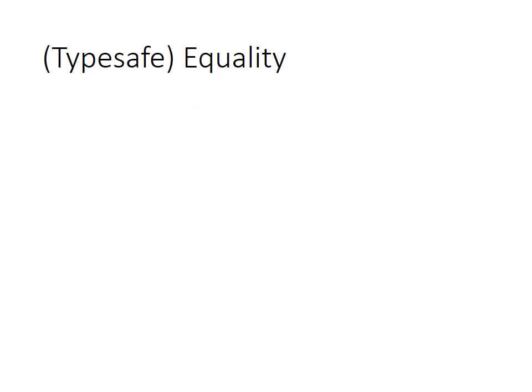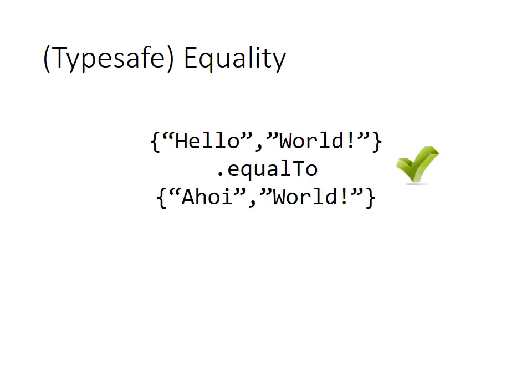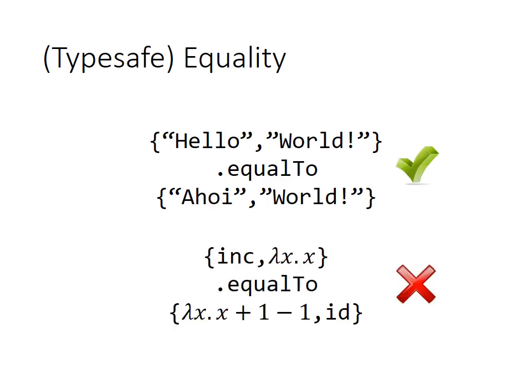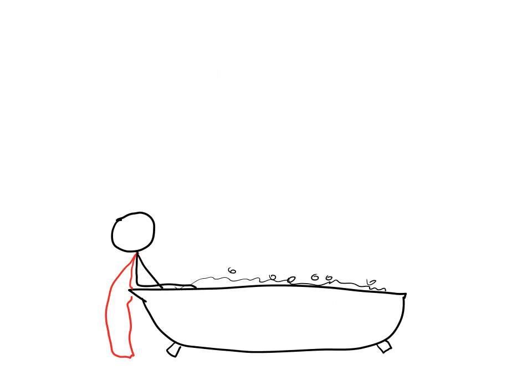Now we come to type-safe equality on lists. So what our industry friends wanted was to be able to compare lists of strings. So our type checker should accept this. However, the type checker should not accept an attempt to compare lists of functions, because there is no general way of determining whether two functions are equal. So our researchers started thinking about this.